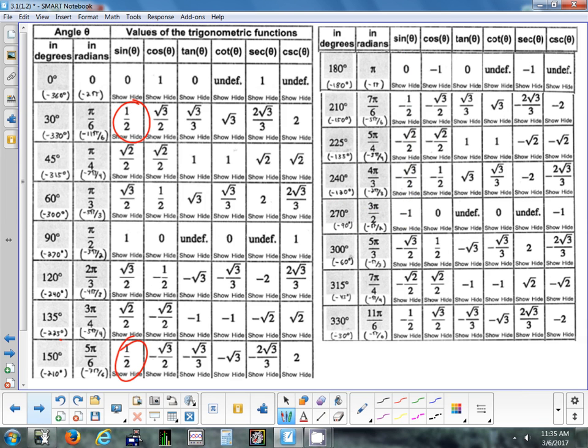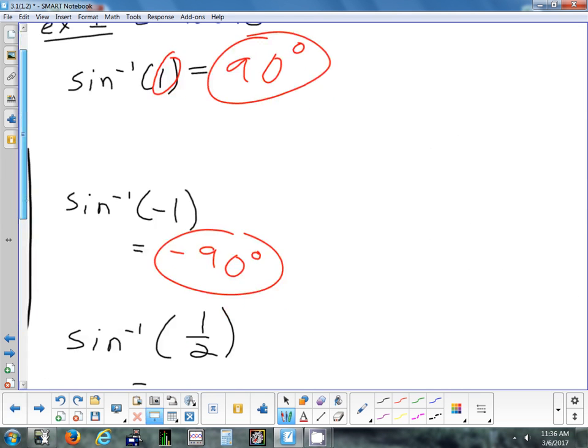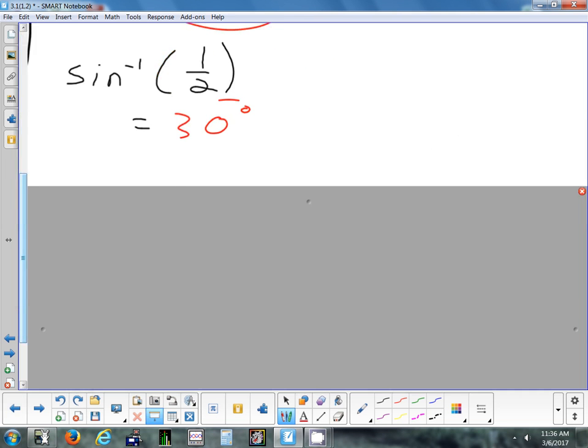So we have 4 answers to pick from. 30, -330, 150, or -210. All of those answers are correct, but we have to agree on the one answer that we're going to write down. And what did we say we have to be between? -90 to 90. So, out of the 4 answers I just said, which one is the correct one we're going to use? 30. That's it.